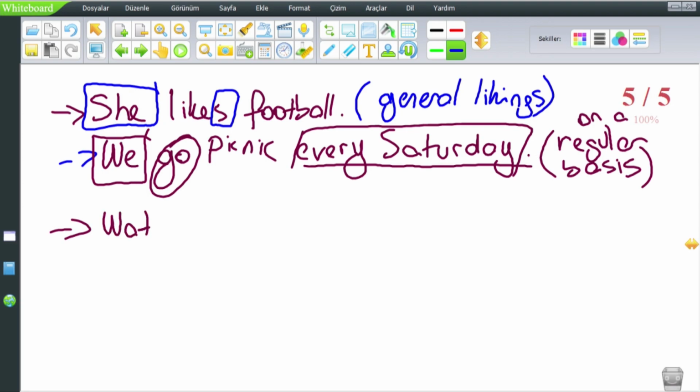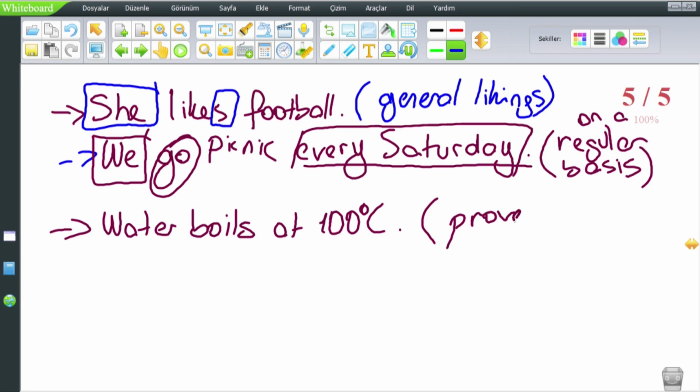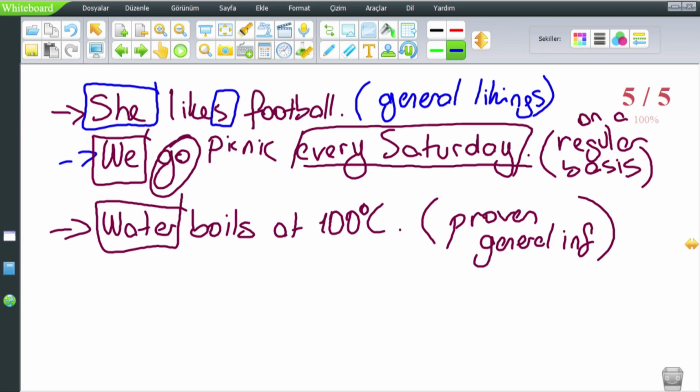Water boils at 100 degrees Celsius. This is knowledge that can be proven. This is general information. That's why we use present simple. And the subject of the sentence refers to it. That's why we added s at the end of our verb.